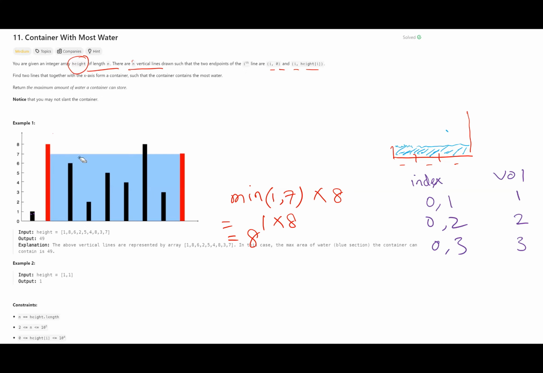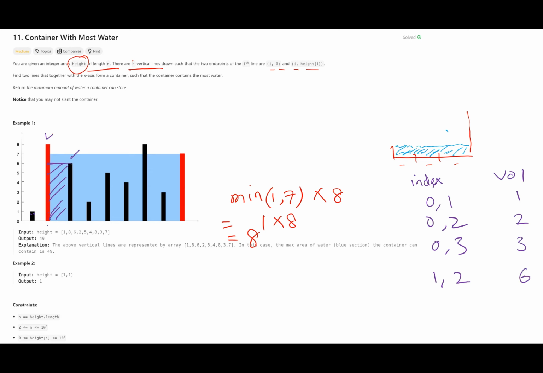Okay, similarly, let's say I take between index 1 and index 2, how much water is going to be there? So between this index and this, we can have water of this amount, right? So the minimum is going to be 6 into 1, that is 6, right? Okay, so the amount of water is 6.